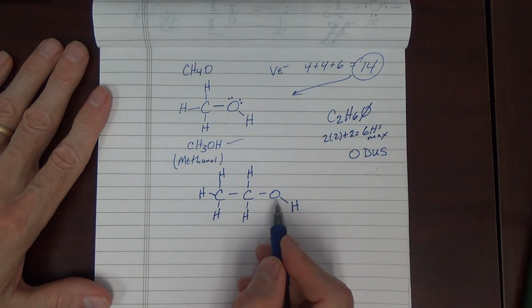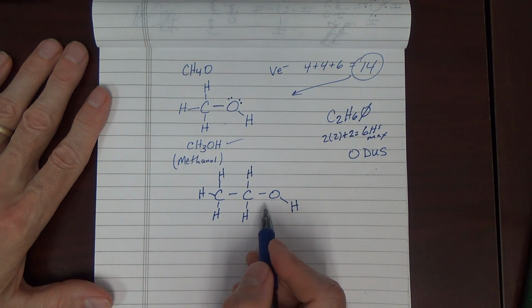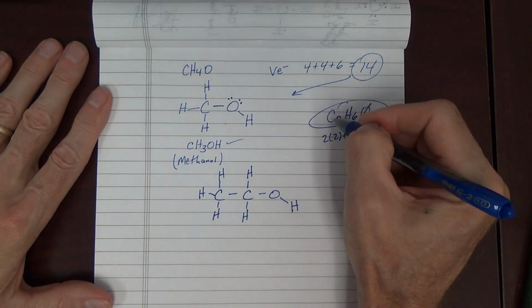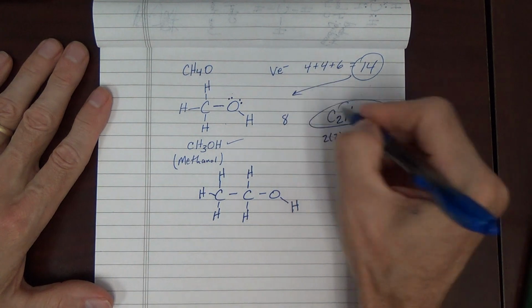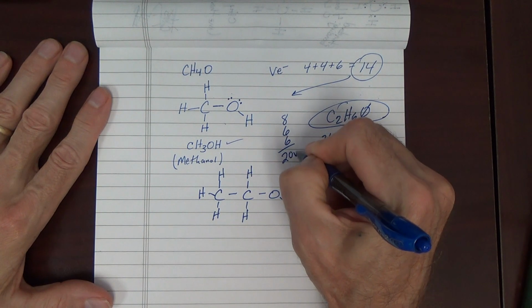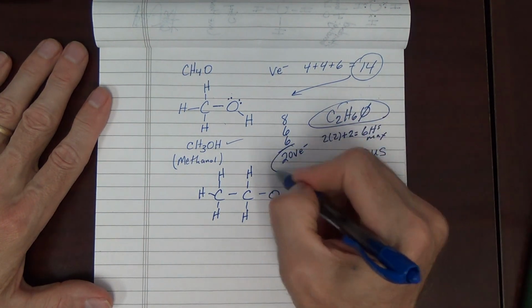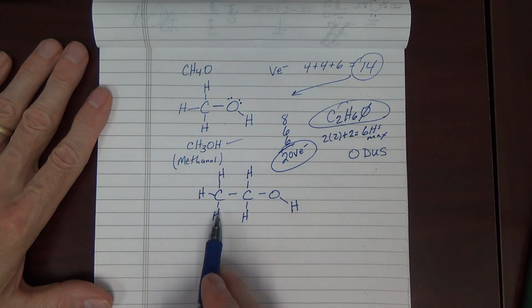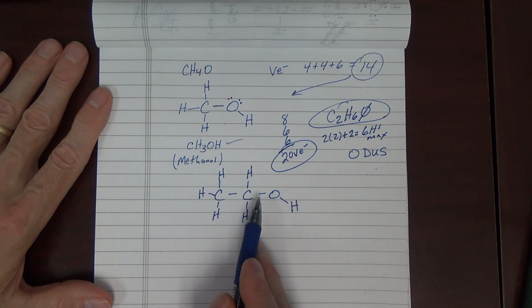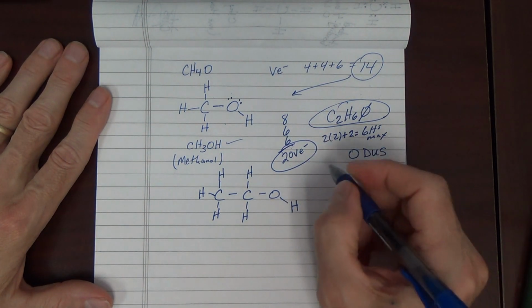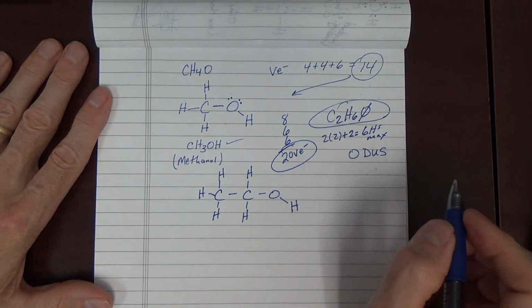We don't need to worry too much about bond angles right now. We'll discuss that later. First off, how many valence electrons are in our formula? C2, that would be 8. 1 for each hydrogen, that's 6. And oxygen is 6. That would be 20 valence electrons. How many are we showing thus far? 2 electrons per covalent bond. 2, 4, 6, 8, 10, 12, 14, 16. And we need to show 4 more.